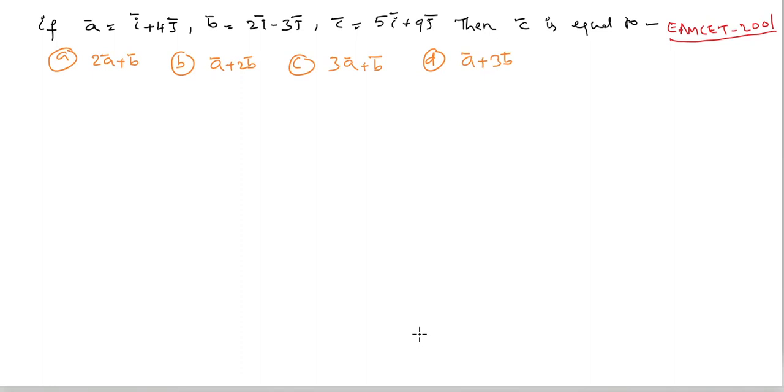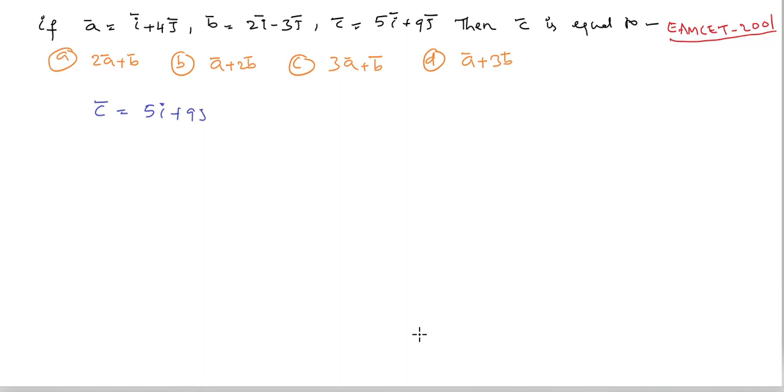If a bar is equal to i bar plus 4j bar, b bar is equal to 2i bar minus 3j bar, c bar is equal to 5i bar plus 9j bar, then c bar is equal to dash. This is MSET 2001 question. First option is 2a bar plus b bar. Second option a bar plus 2b bar. Third one 3a bar plus b bar. Fourth one a bar plus b bar. Here c bar vector is given, that c bar is equal to 5i bar plus 9j bar.